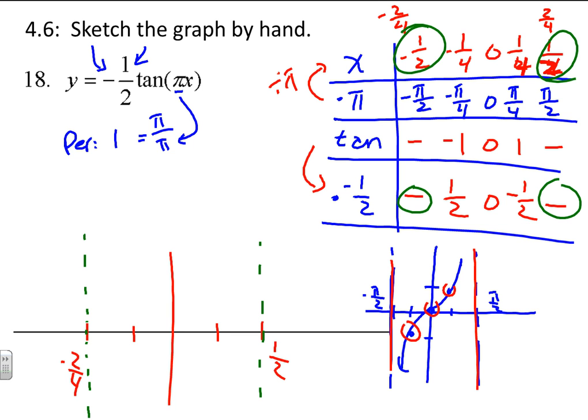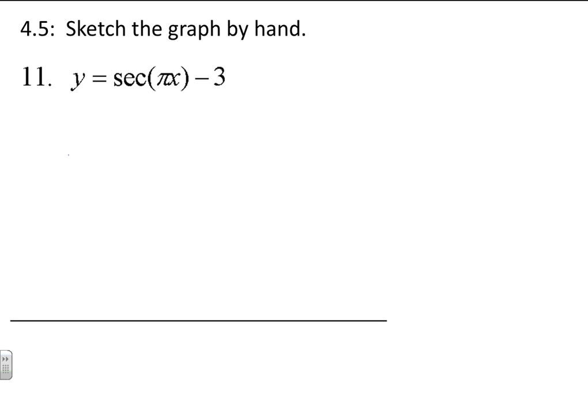Negative 1/4, try again. Having some issues here. Negative 1/4 gives me 1/2. Negative 1/4 would be right in here at a half. 0 gives me 0. 1/4 gives me negative 1/2. And that's enough guidance with my defining points to draw my tangent curve. Okay? All right. Let's look at a secant graph.